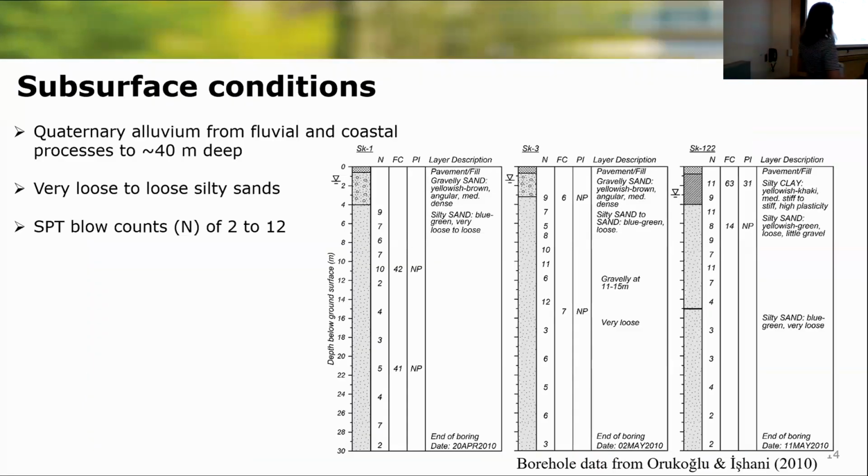The subsurface conditions in Iskenderun: a lot of young Quaternary alluvium from fluvial and coastal processes to about 40 meters deep. Iskenderun is in a basin, so we do expect basin effects from the earthquakes. Very loose to loose silty sands. We see on these three boreholes, which are all located fairly close to the coastline but not on any of that reclaimed land, SPT blow counts between about 2 and 12, so very loose soils, and for the most part silty sands extending to about 30 meters depth. So we expect similar soils for the most part along the coastline.